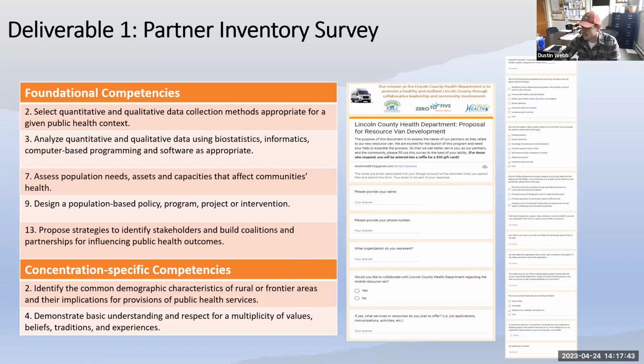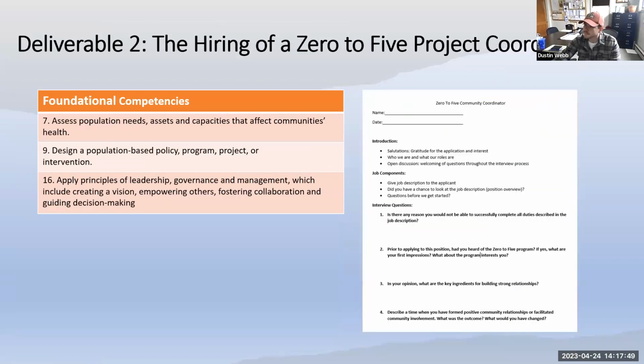Great responses, exceptional feedback, which we will incorporate into the launch of this program. And then for deliverable 2, with that funding, we did also receive additional funding for the hire of 2 coordinators for this position. So one will serve under Lincoln County Health Department in general, and the second will be a program coordinator for 0 to 5 specific.